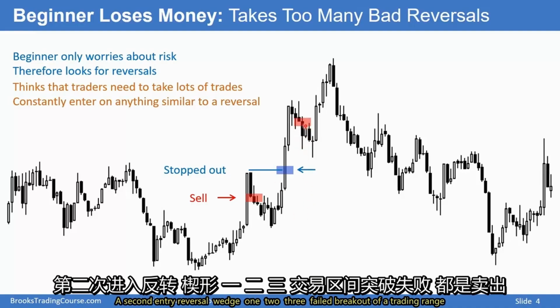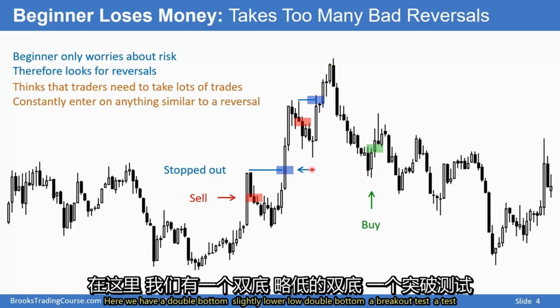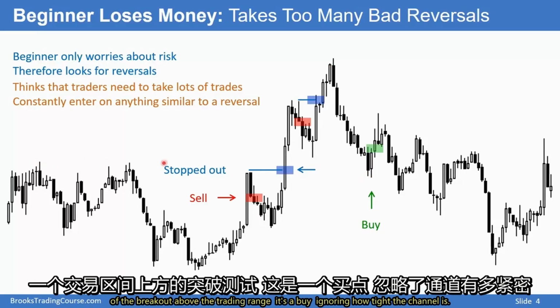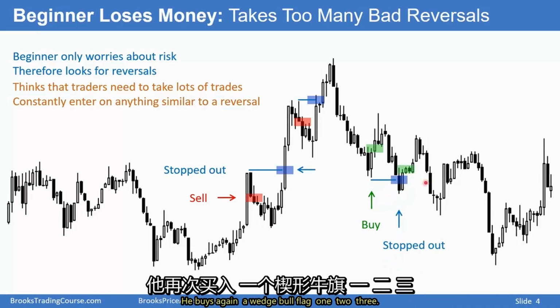A second entry reversal, wedge, 1, 2, 3, failed breakout of a trading range, it's a sell. And you get stopped out. Here we have a double bottom, slightly lower low double bottom, a breakout test, a test of the breakout above the trading range, it's a buy, ignoring how tight the channel is. And he gets stopped out. He buys again, a wedge bull flag, 1, 2, 3.